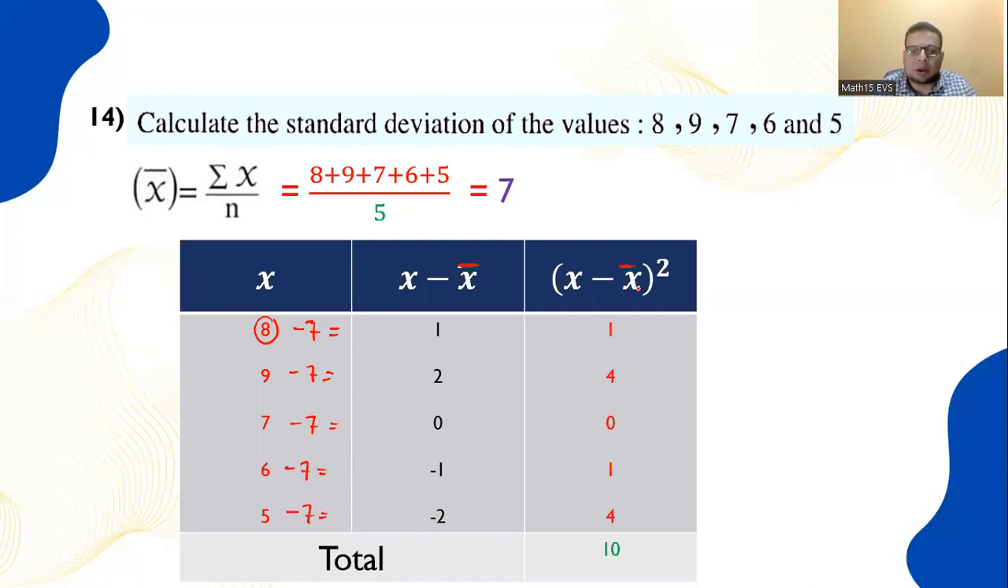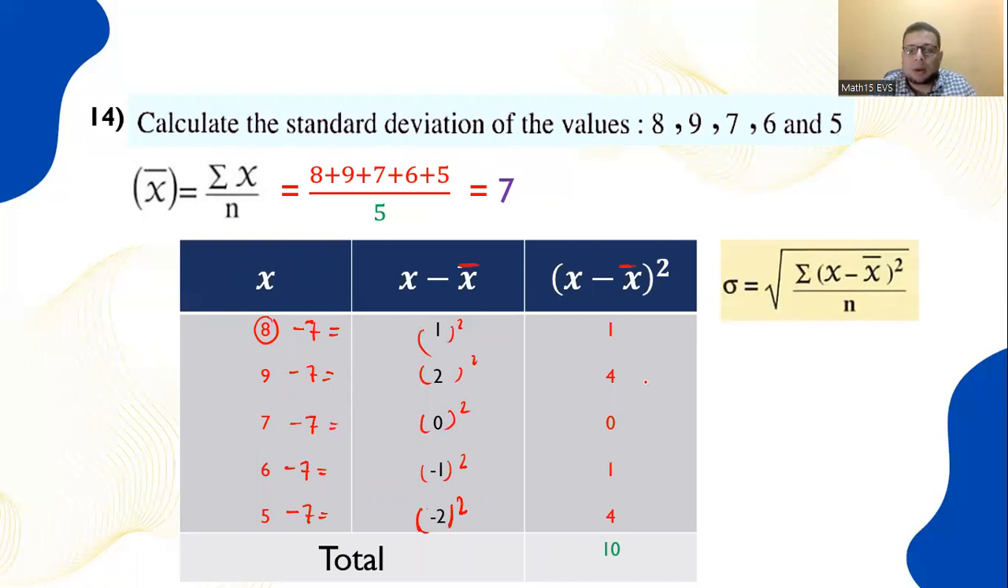I need to make power 2 for the previous column. 1 power 2 will be 1. 2 power 2 will be 4. 0 power 2 will be 0. Negative 1 power 2, you will get 1. Negative 2 power 2 will be 4. So each element power 2, you will get here 1, 4, 0, 1, 4. The sum of them equals 10.